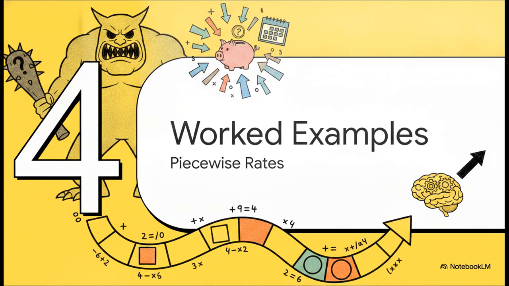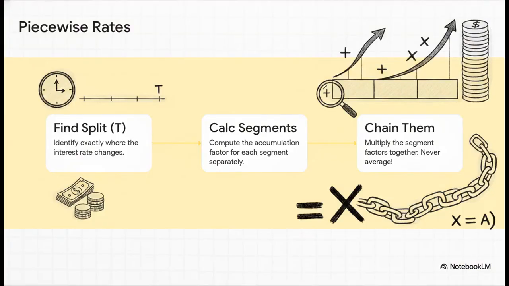All right, Section 4, step-by-step worked examples. Get ready for the boss fight. Piecewise rates. So let's tackle this complex boss fight. What actually happens when the interest rate changes midway through your investment timeline? This is where a lot of students panic, but the math is beautifully logical if you just follow the rules. You must slice the timeline into segments and chain the growth factors together.